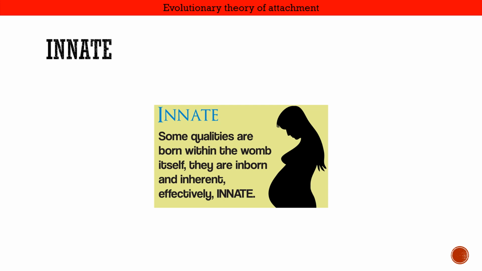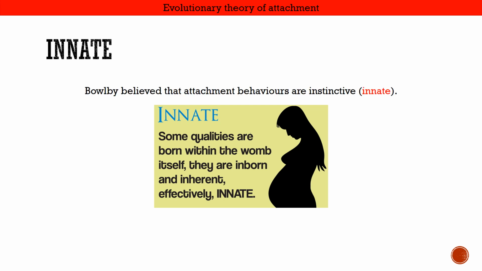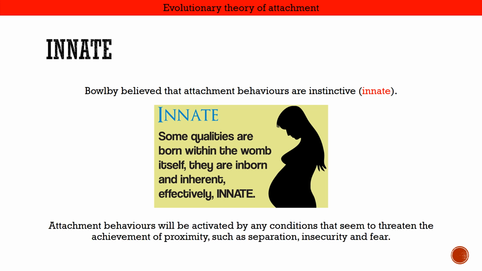So I'm going to go through the key characteristics of Bowlby's theory. First of all, I've mentioned the key term innate. The word innate means that some qualities are born within the womb itself, they're inborn and inherited. Bowlby believed that attachment behaviours are instinctive or innate, and will be activated by any conditions that seem to threaten the achievement of proximity, such as separation, insecurity and fear. So when the infant feels separated, insecure or scared, they would go towards their caregiver. That's an innate behaviour.